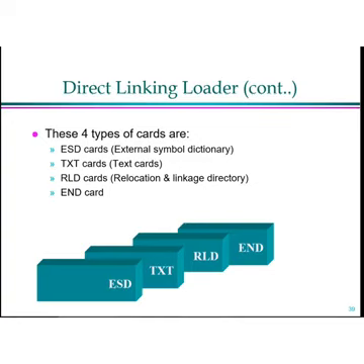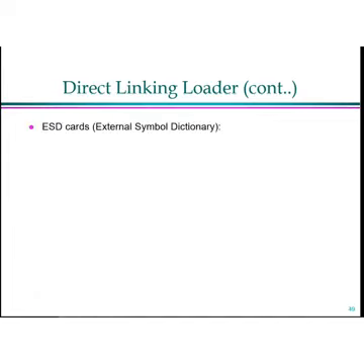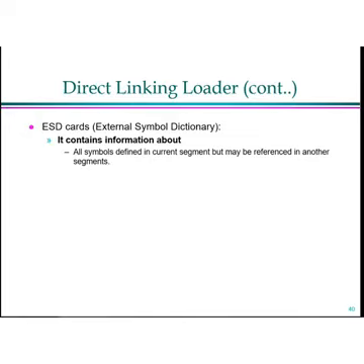So your direct linking loader, or DLL loader, requires input in the form of these four cards. These four cards keep information about the length of the segment, external entry symbols, total size of your object code, and the starting address of your object code. So let's see all these cards one by one in detail. Very first is the ESD card, external symbol dictionary. It contains information about all the symbols, all symbols which are defined in the current segment but used somewhere else.